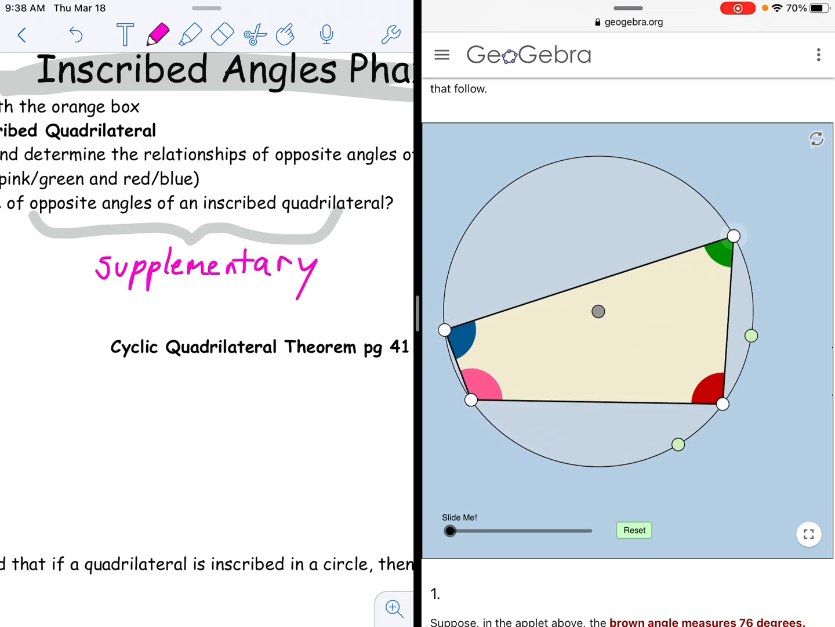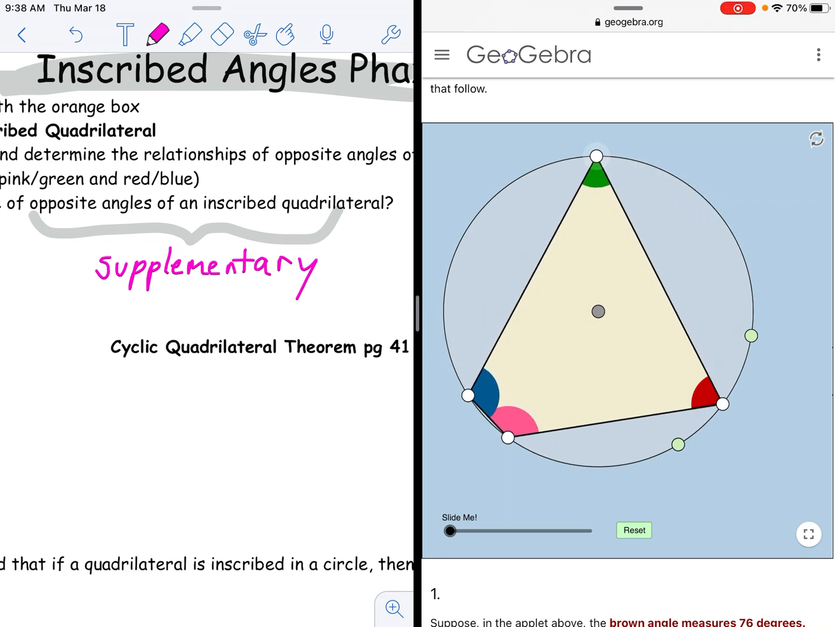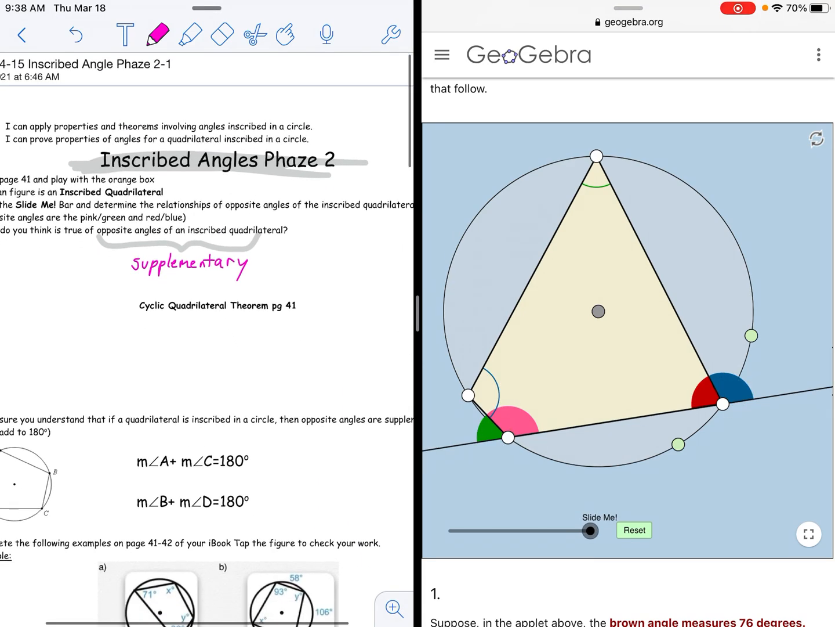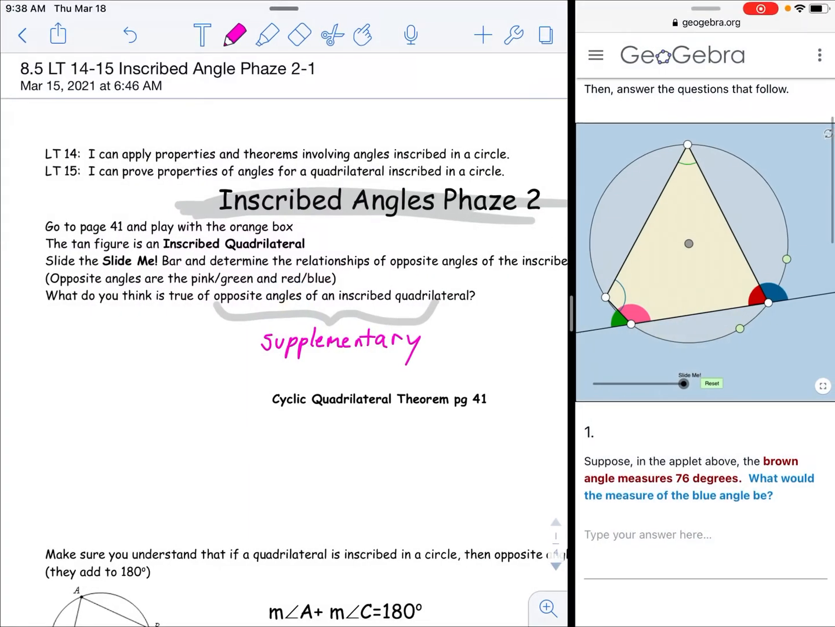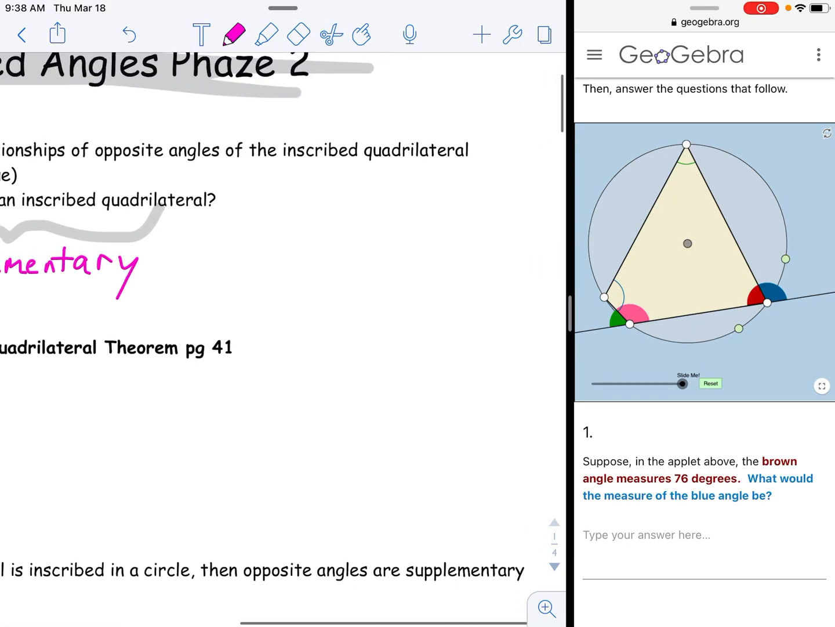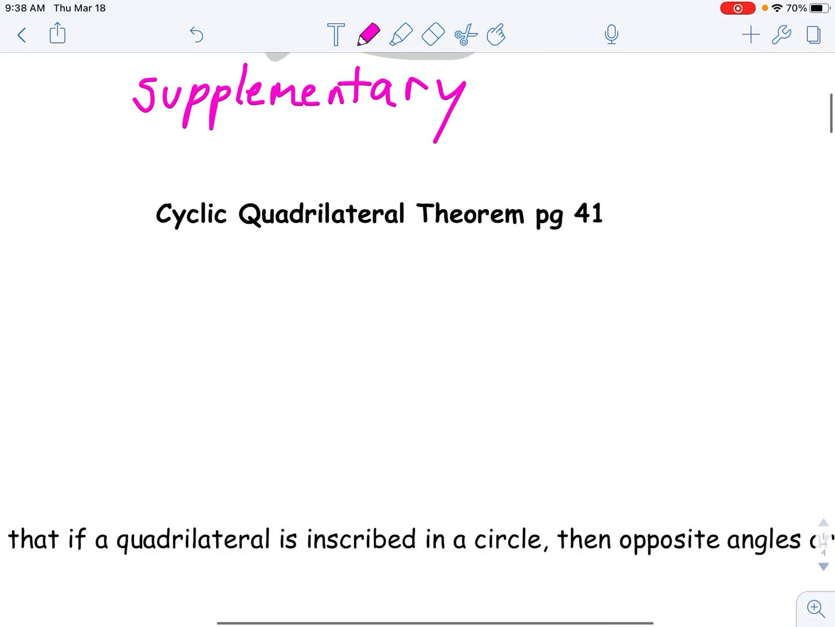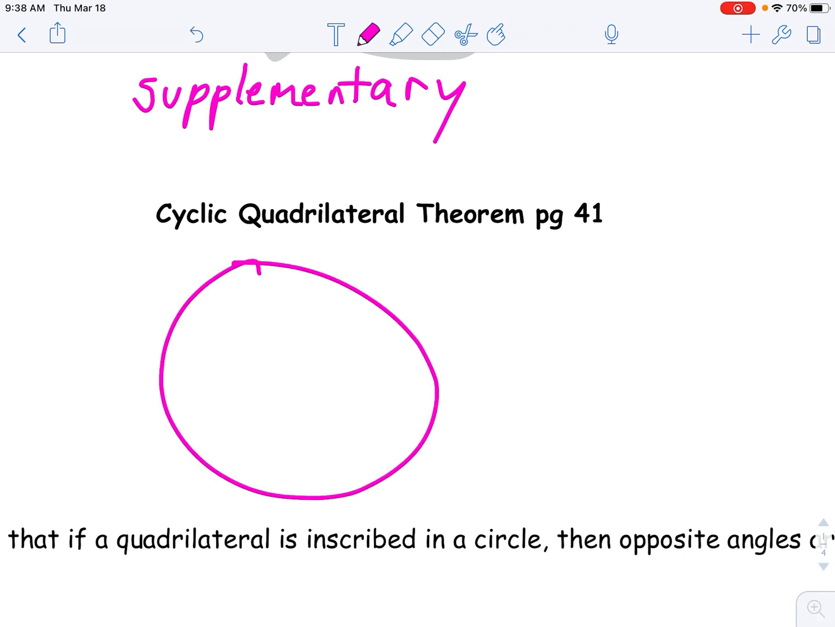But if I make this a goofy looking one, something like that, will it still be true? The answer is yes, it still is true. So that's pretty interesting. We actually have this cyclic quadrilateral theorem, which we can find in our iBook, but I don't really feel like using the iBook. Let's just get this nice big screen so you can see everything.